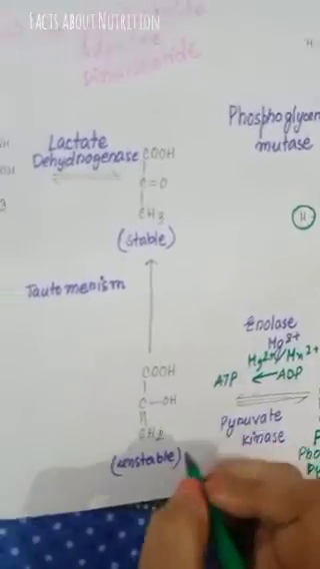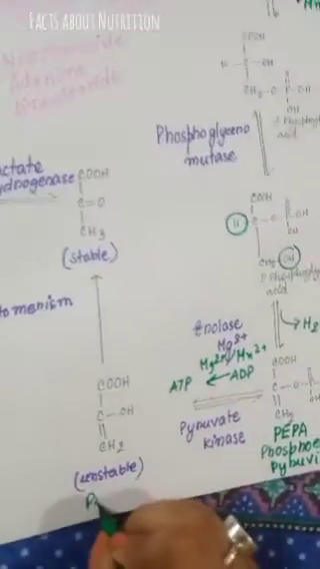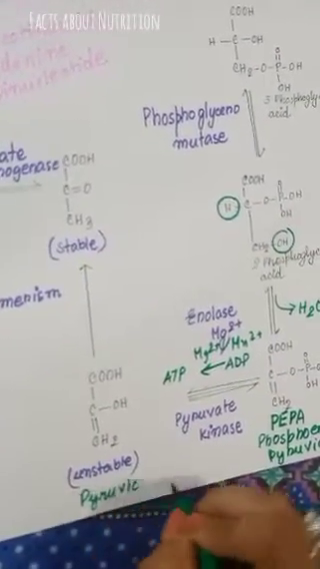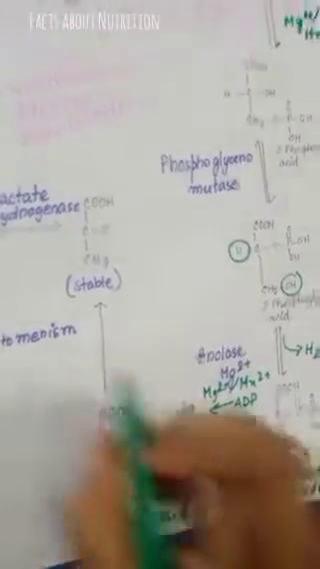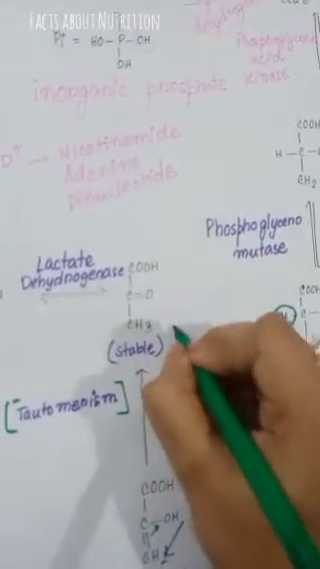Now here it will be converted to pyruvic acid, but this is the unstable form. Tautomerism and hydrogen shifting will occur. This H will shift over here and this double bond will be shifted over here. This is the stable and it is the keto form.